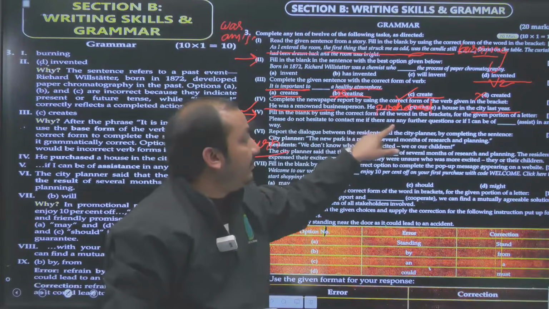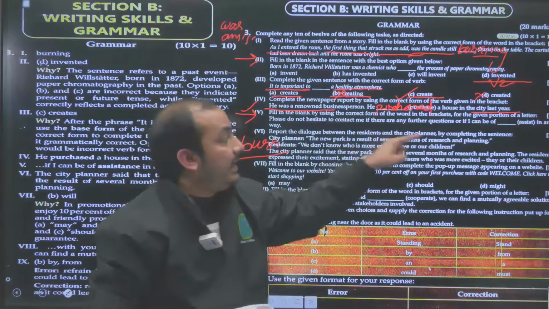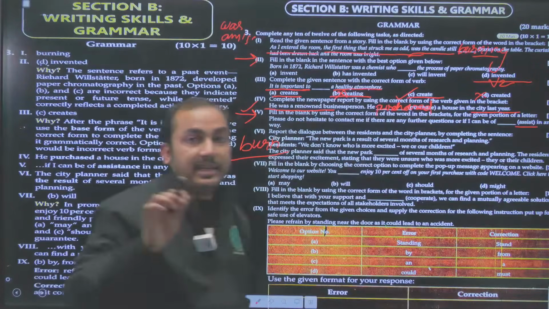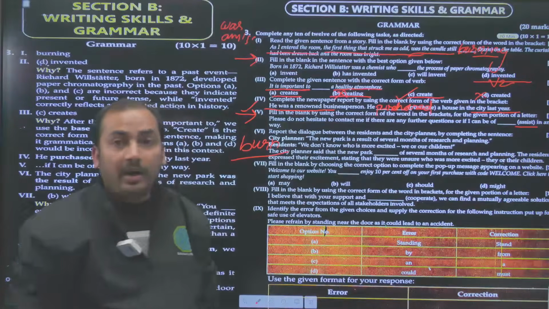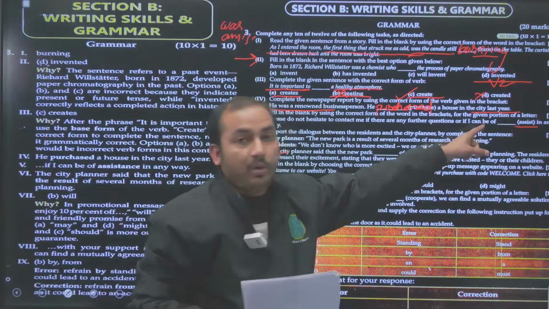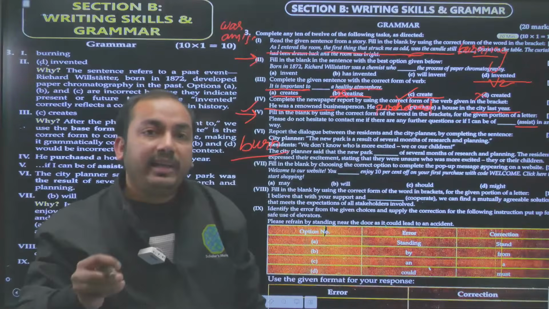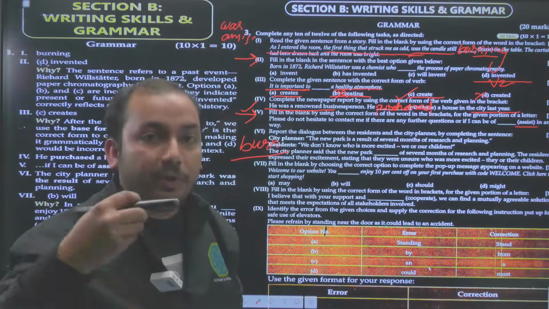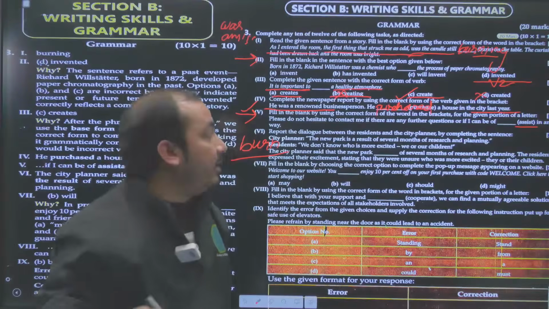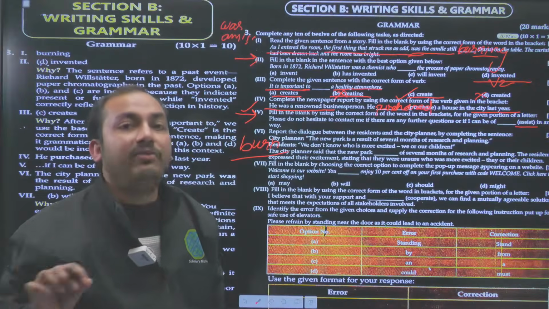Now, move further. If there are any further questions, or if I can be of any way, here the word given is "assist". Assist means to give support. Now, if I write "assist", it is a verb. So here we cannot write the verb. Why? Because there is the preposition "of". So remember one thing: after a preposition we have to use only a noun. We cannot use any verb after any preposition.